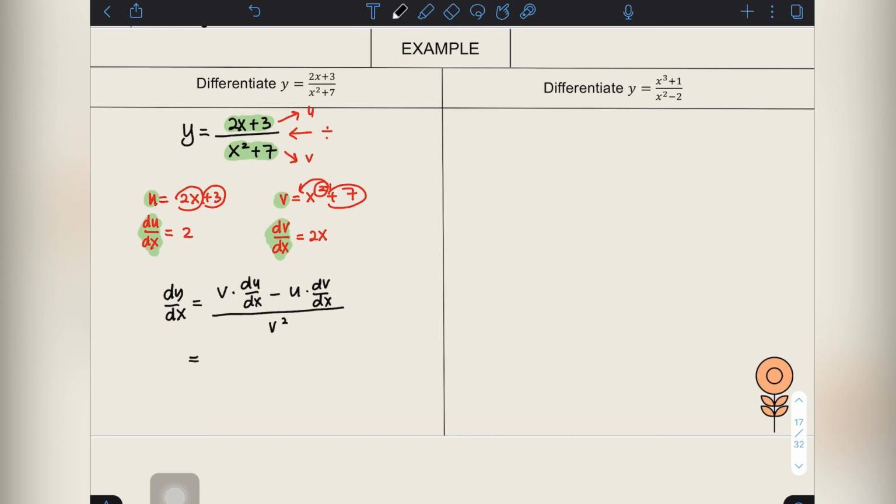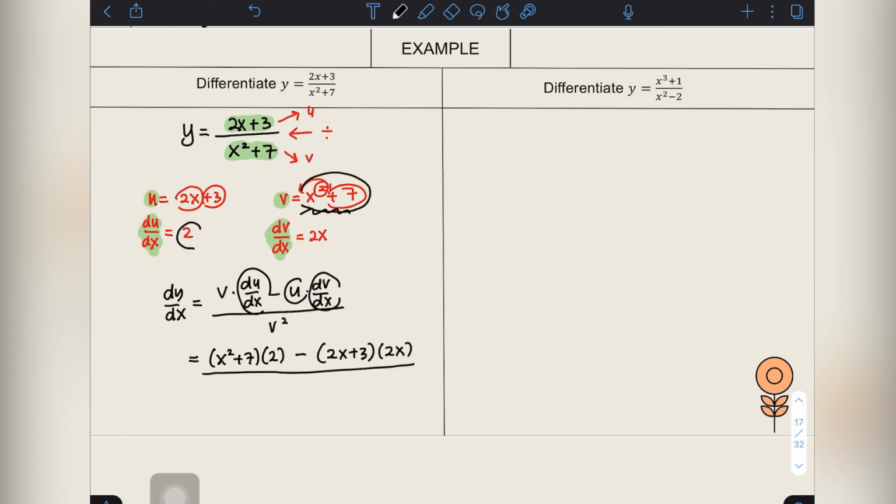So now let's put all the values inside the formula. So you have v here. Your v is x squared plus 7. So x squared plus 7 multiplied by your du dx. Your du dx is 2 multiplied by 2, minus your u. Your u is 2x plus 3 multiplied by dv dx. Your dv dx is 2x. Divide everything by v to the power of 2. So your v is here. Your v is x squared plus 7 to the power of 2.